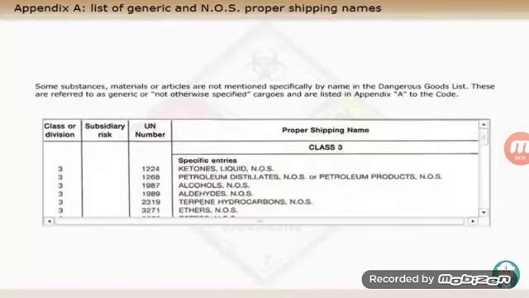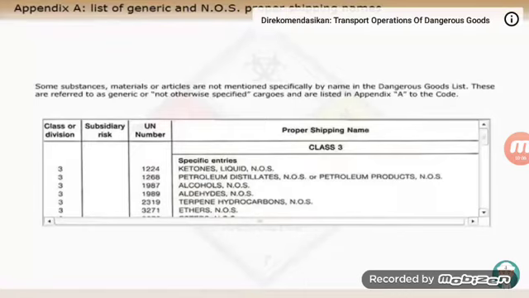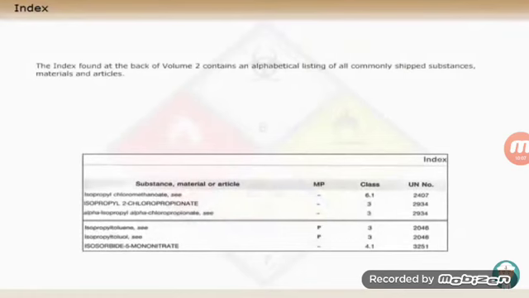Some substances, materials or articles are not mentioned specifically by name in the dangerous goods list. These are referred to as generic or not otherwise specified cargoes and are listed in Appendix A to the code.